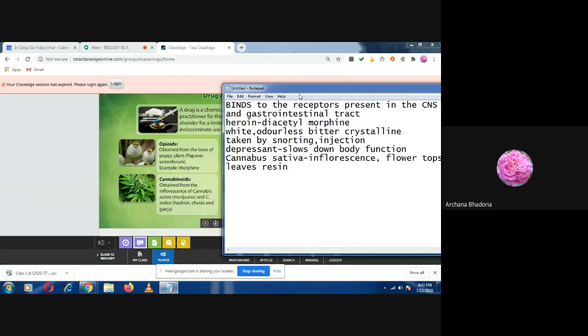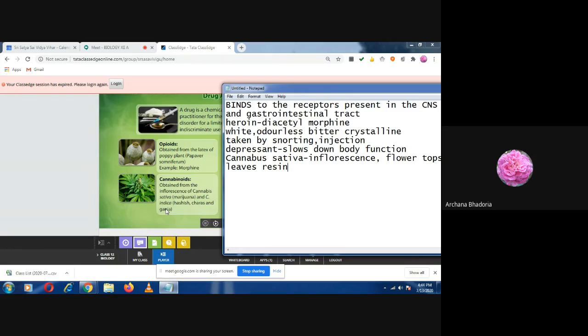And the common drugs now, it's given on your screen. Can you see here? The common drugs are marijuana, then hashish, charas, and ganja. You can write the names. What are the common drugs obtained from this cannabis plant? There are two species, Cannabis sativa and Cannabis indica. From sativa we get marijuana, and from indica we get hashish, charas and ganja. Noted everyone?